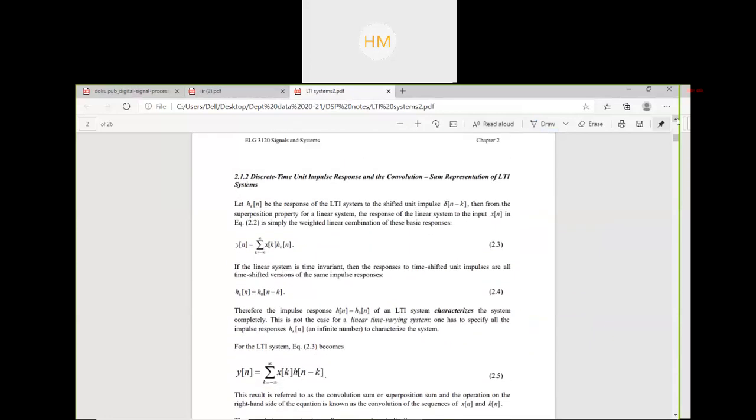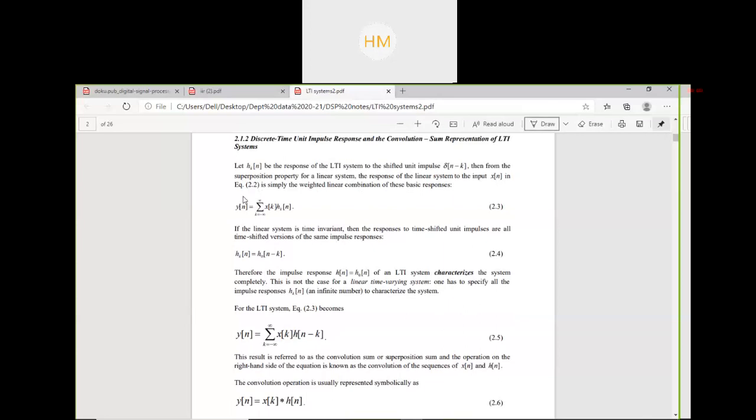Next, discrete time unit impulse response and the convolution sum. Let h of n be the response of the LTI system to the shifted unit impulse del of n minus k. Then from the superposition property for a linear system, what can I write? x of n is my input, h of n is my system's response. So multiplication of x of k and h of n will give me the output y of n.